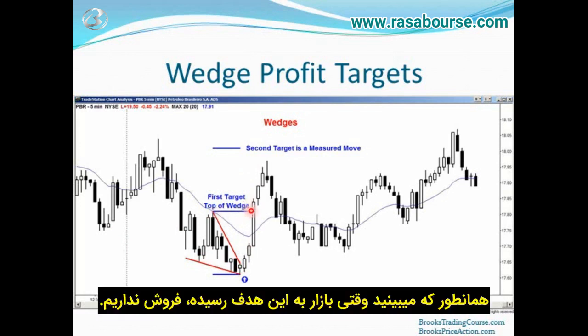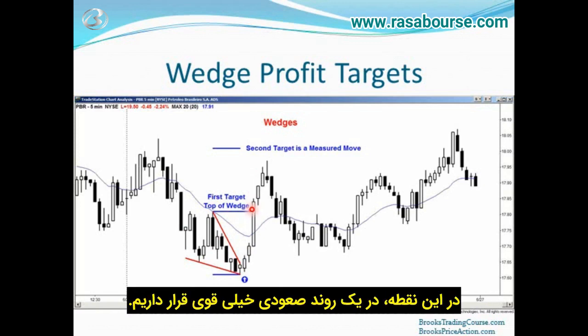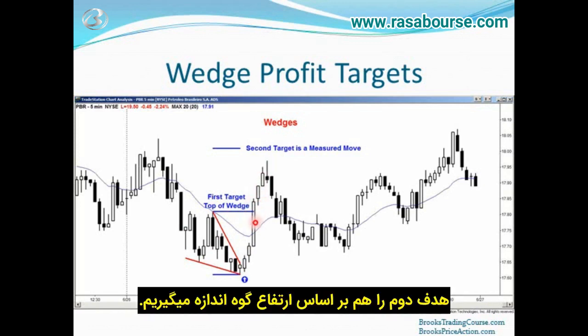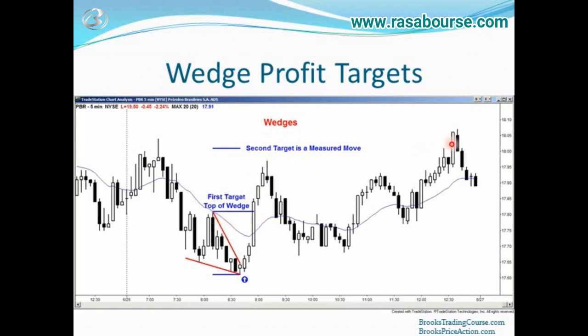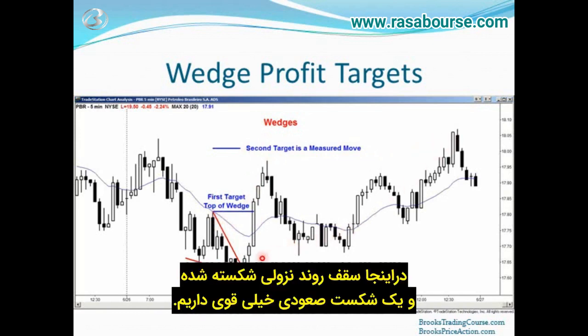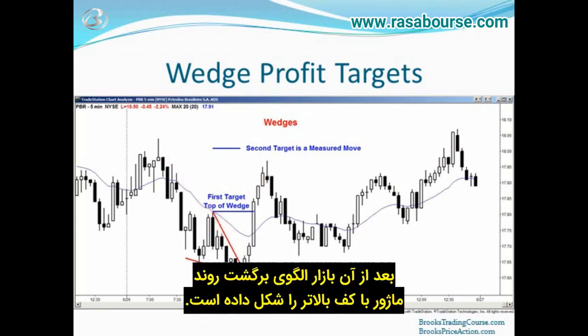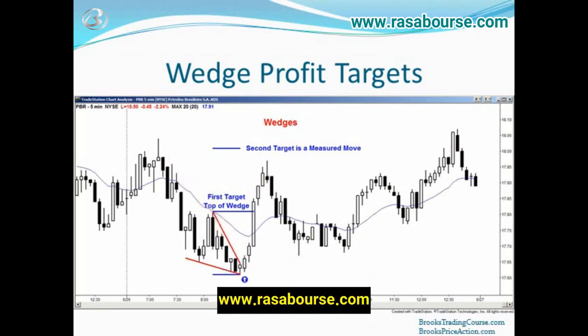We did not find profit taking there. We did not find selling there. In fact, we found more buying. So at this point, it's an always in bull trend, very strong. Second target is a measured move up based on the height of the wedge, and it reached that later in the day. Over here, after such a strong breakout above the top of this bear trend, the market formed a higher low major trend reversal.